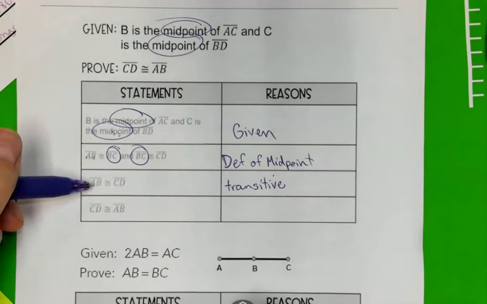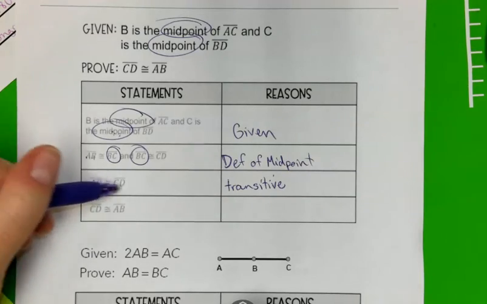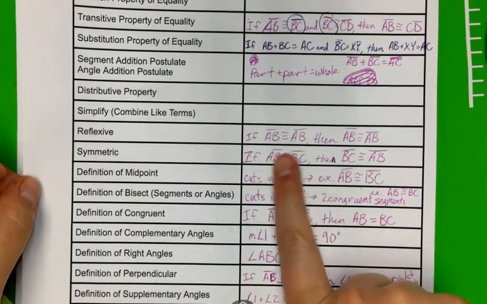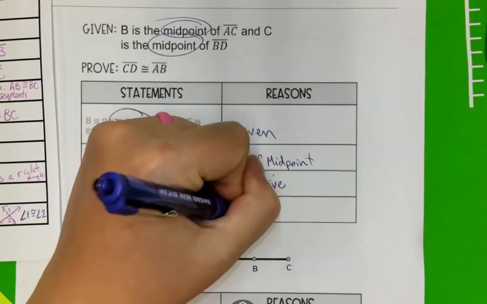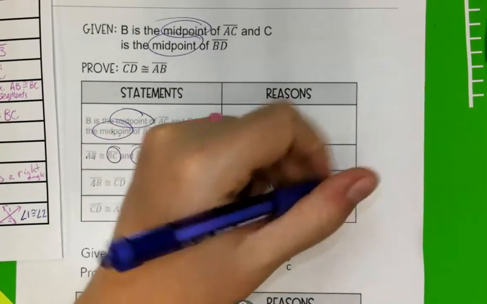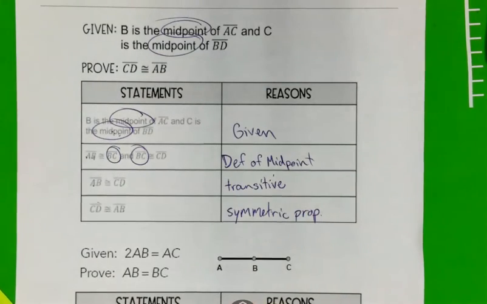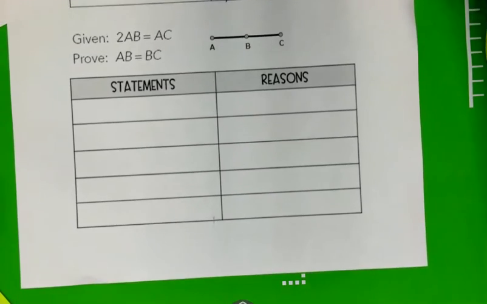Okay? And then here, notice, we're not going from congruent to equal, but something is happening. We're switching sides. So we've got to look back here. Which one switches sides? It's going to be here. It's going to be symmetric property. That's all that happens is they switch. Symmetric property. Alright, moving right along. Last one.